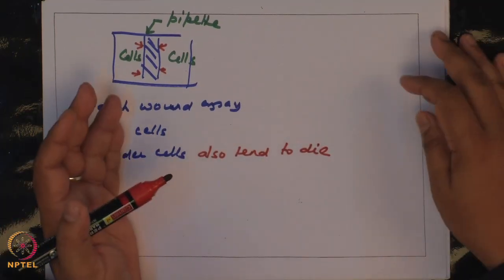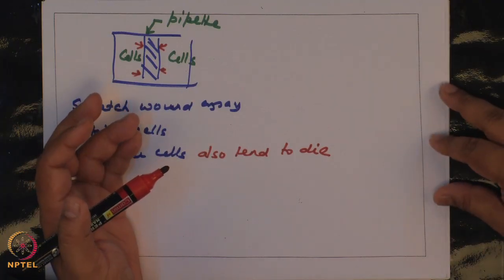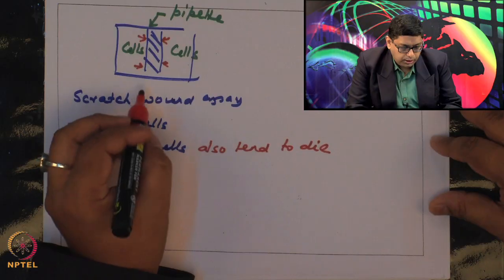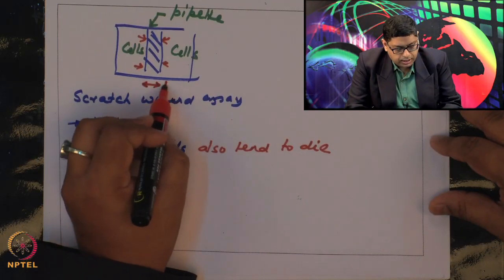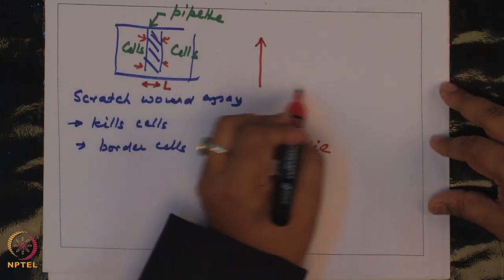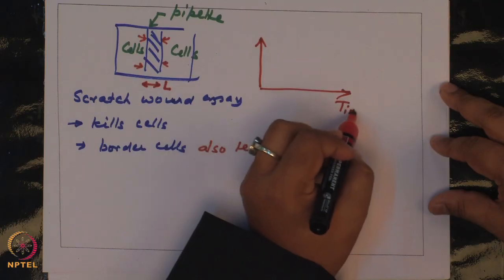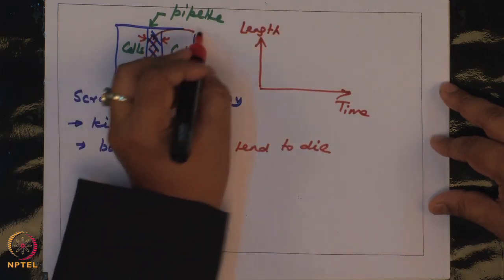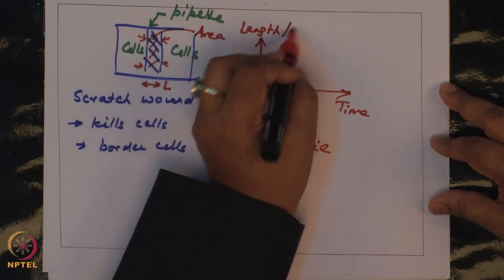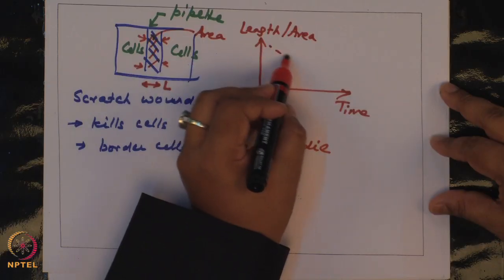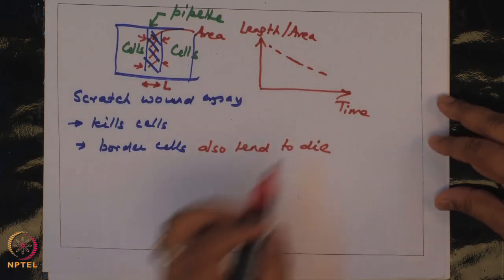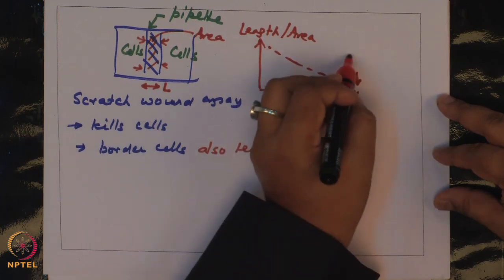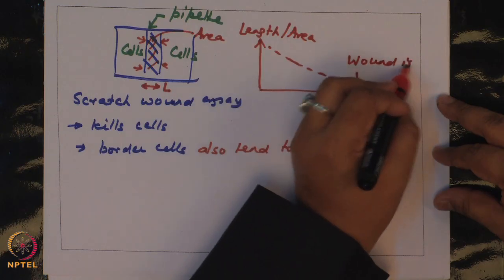Though this assay is used a lot, there are still some issues about it. And how do you track wound healing? What people typically do is track this length as a function of time. This is my time axis, this is my length, or you can look at the entire area. Ideally it should decrease with time, and eventually when you reach 0, that means that your wound is healed.